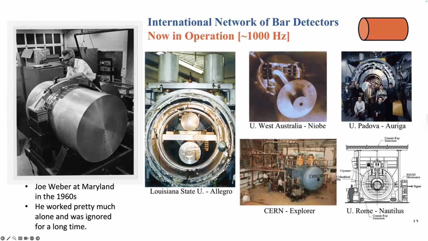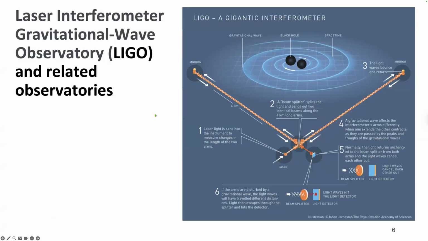There was effort in the early 60s. This is Joe Weber, a professor at the University of Maryland, where I was an undergraduate. I did not take this picture, but I could have, because his door was open and you could see him working with this huge block or cylinder of aluminum, trying to detect gravitational waves. We now know this scheme doesn't work if you do it at room temperature, but worldwide, researchers are experimenting with low temperature versions of Weber's pioneering detector.